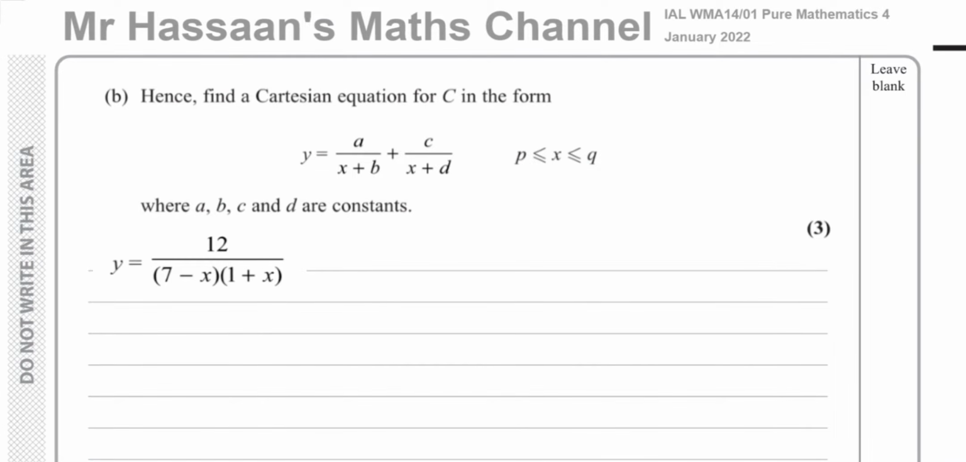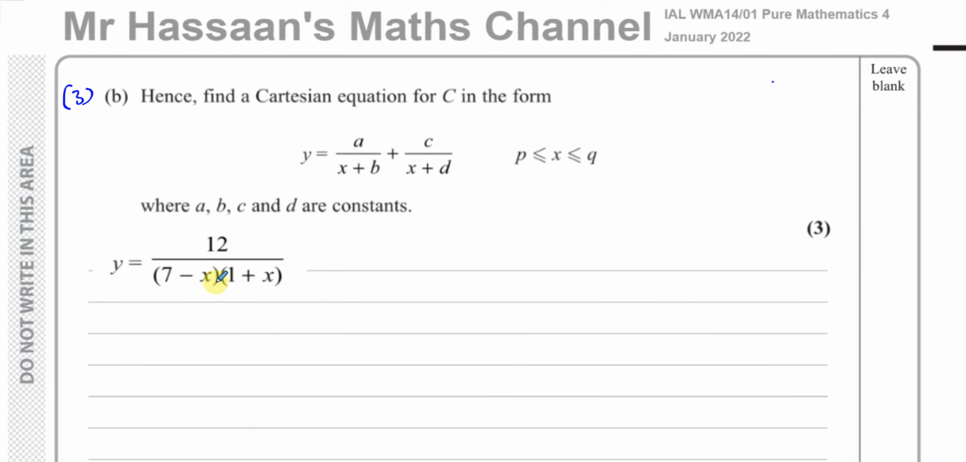I'm now answering question 3 part B from the Pure Mathematics P4 January 2022 International A-Level Edexcel paper. Part A is on a separate video which is about parametric equations. This here is about partial fractions, so I'll put it on a separate video.